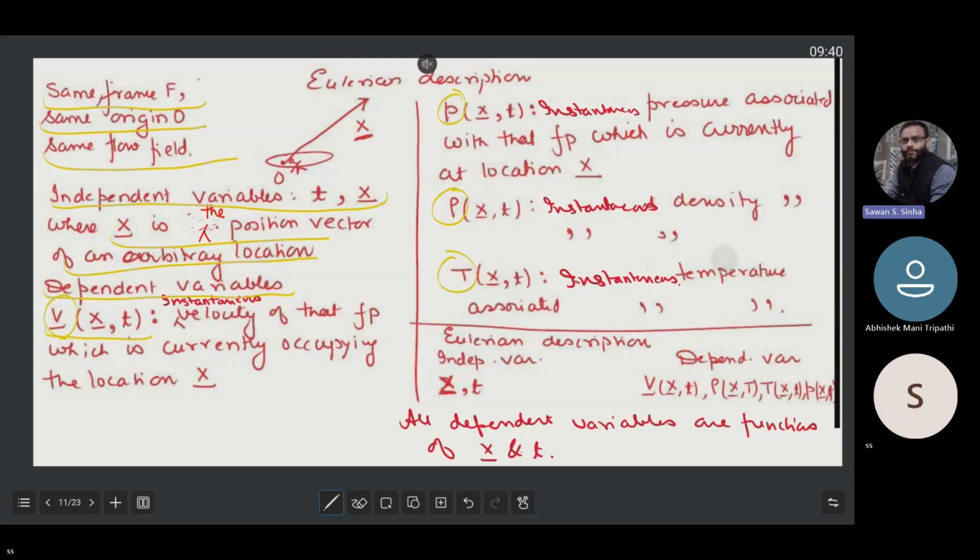V(x,t), again, this symbolic notation should now be powerful enough to be felt by you and to be able to convince yourself that this would mean instantaneous velocity, again, of a particle with respect to a frame. Frame तो वही है. Which particle? That fluid particle which is अभी currently occupying location x. That's what it is supposed to be.